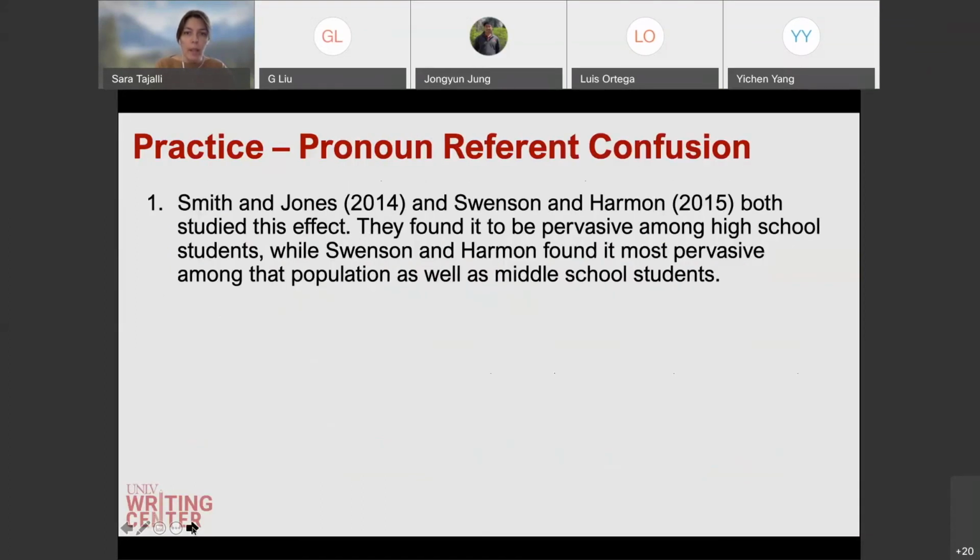Okay. I think this is the last one. So Smith and Jones and Swenson and Harmon both studied this effect. They found it to be pervasive among high school students, while Swenson and Harmon found it to be most pervasive among that population as well as middle school. So who is the they referring to in this sentence?